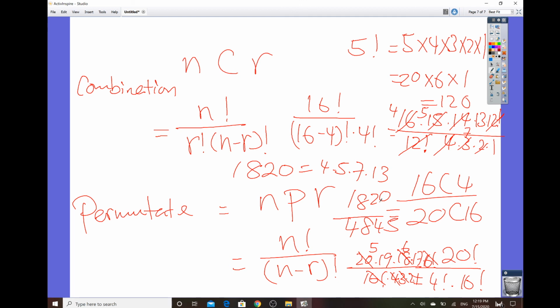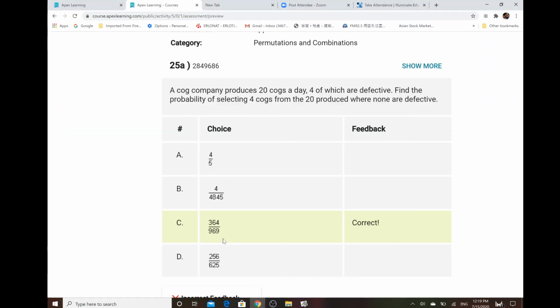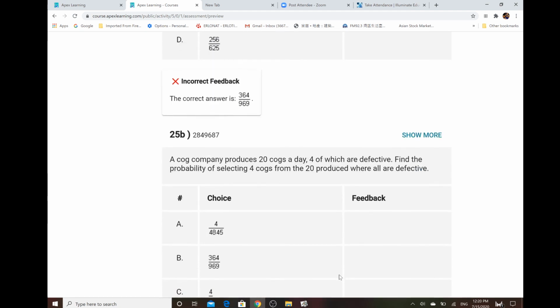Okay, so let's see. It's better for you to do that on a calculator for this, because otherwise it's going to be very difficult. So eventually, here's what I found. It's 364 over 969. So once you divide it, it's going to be decimals, and then you need to convert that to a fraction. Okay, so now let's see what else we have for the rest of this.